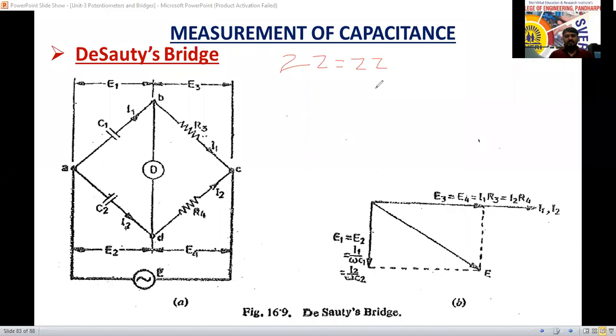Now in the Maxwell bridge, which circuit did we use? What is the formula for all the bridges? We have used two formulas only. For the DC bridges, we have used R1 R4 equal to R2 R3.